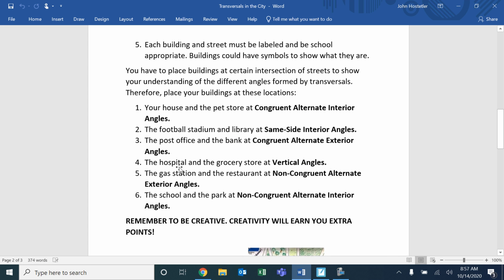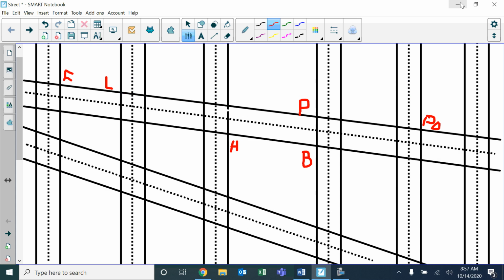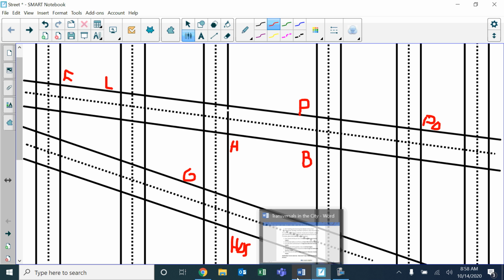Let's look at the vertical. Hospital and a grocery store at vertical angles. All right, so there's vertical angles everywhere, but here's a pair right here. Here's a grocery store. If I put the grocery store here and then the hospital, I'm going to put HOS for hospital. Okay, so these are vertical angles, right? And there's a bunch of them. I mean, you could put them here, right? There's a ton of vertical angles, and so you can place them wherever you want to. All right, now, the non-congruent.